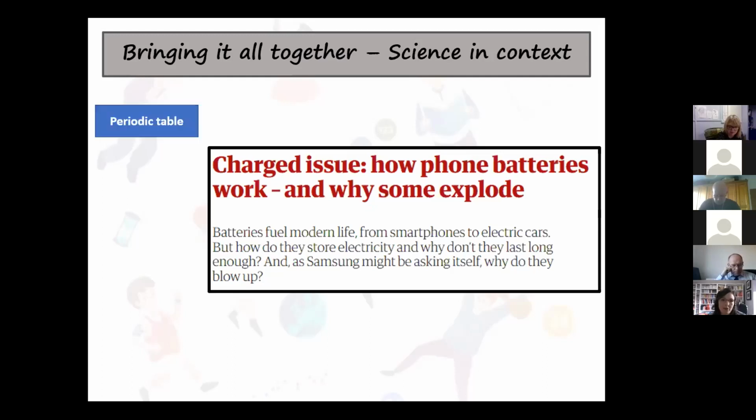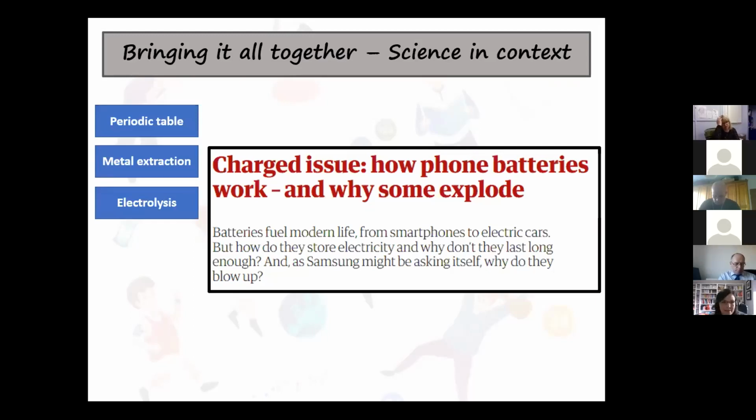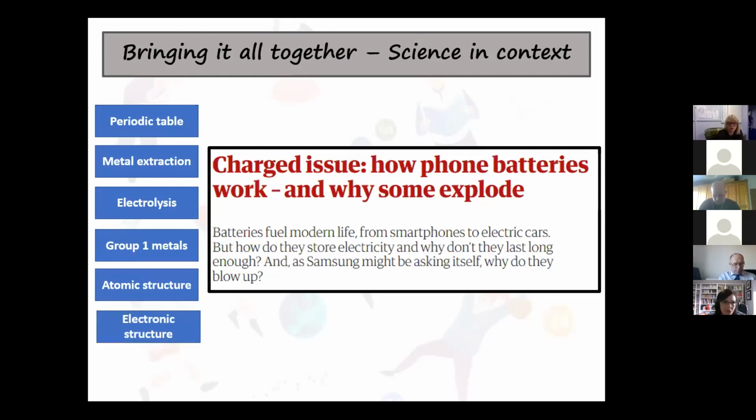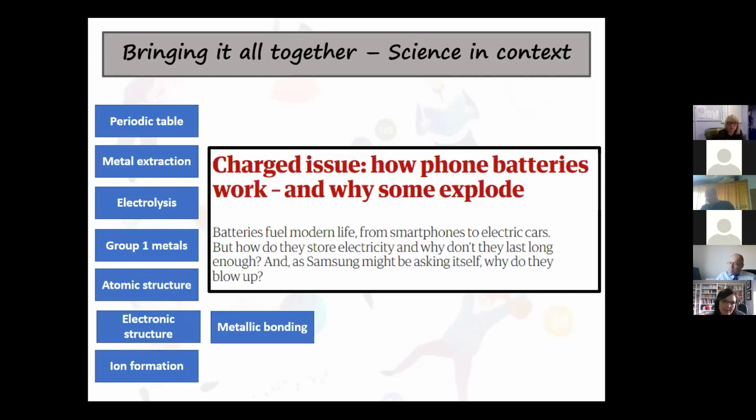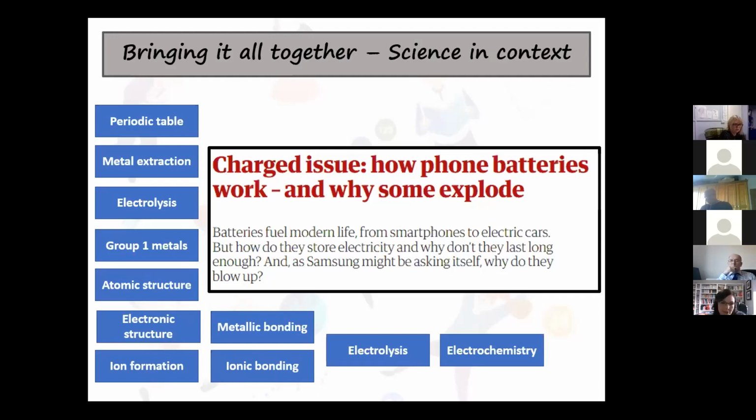So we build that knowledge so they understand the periodic table. From there, we can understand how we get metals from the ground, how we extract them, and the chemical reactions such as electrolysis that we need to get hold of the metals as elements. We then look at group 1 metals because in this example we're looking at lithium batteries. We then have got to understand atomic structure and electronic structure and ion formation, which leads us to understanding what metallic bonding is and what ionic bonding is, and how electrolysis can then be used to extract and allow us to use those elements within the batteries, and the electrochemistry behind all that.